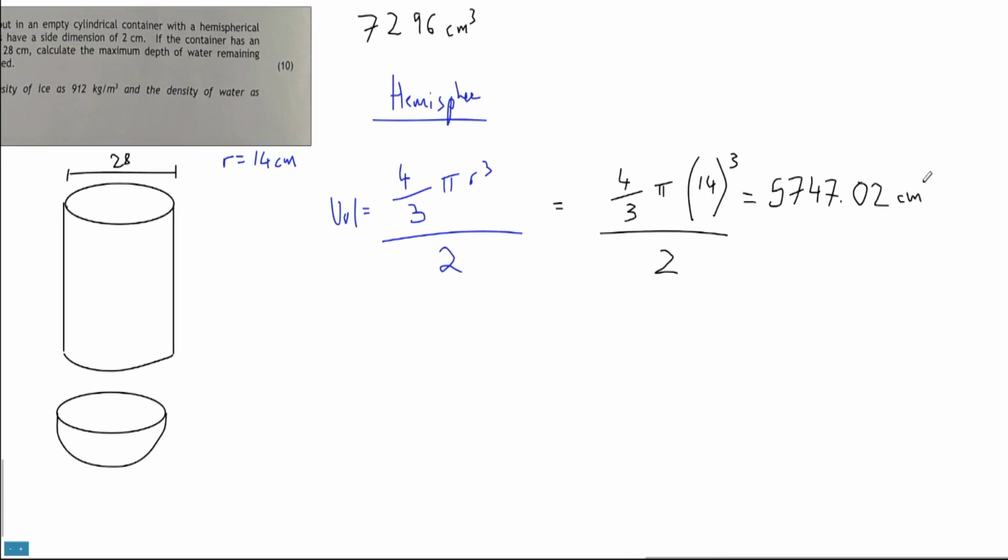0.02 centimeters cubed. This is now the whole hemisphere, right? It's filling up the whole of this cap. And whatever is left over between this, which is the water, and the hemisphere will be filling up the cylinder part. So let's look at the volume of water in the cylinder. Water in cylinder.